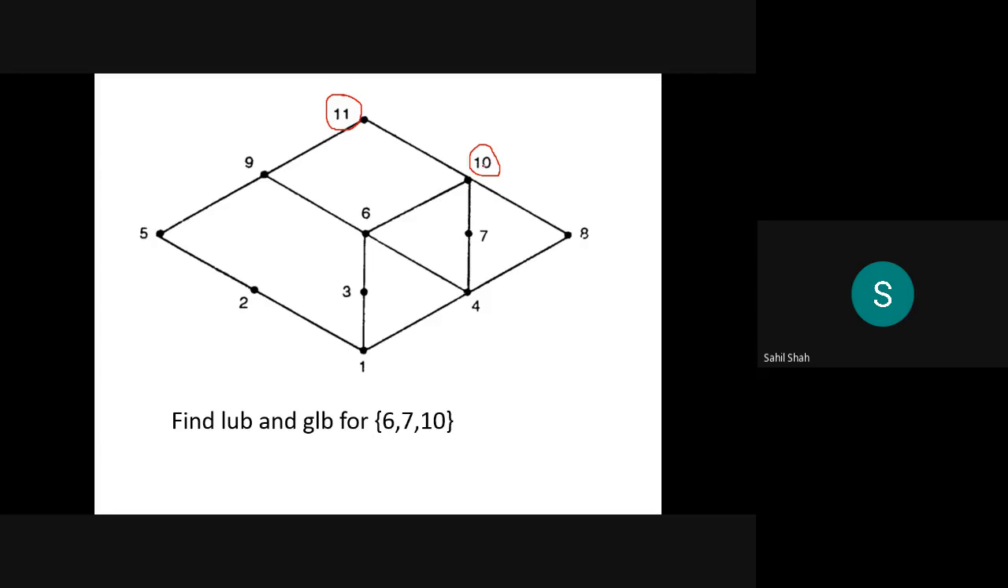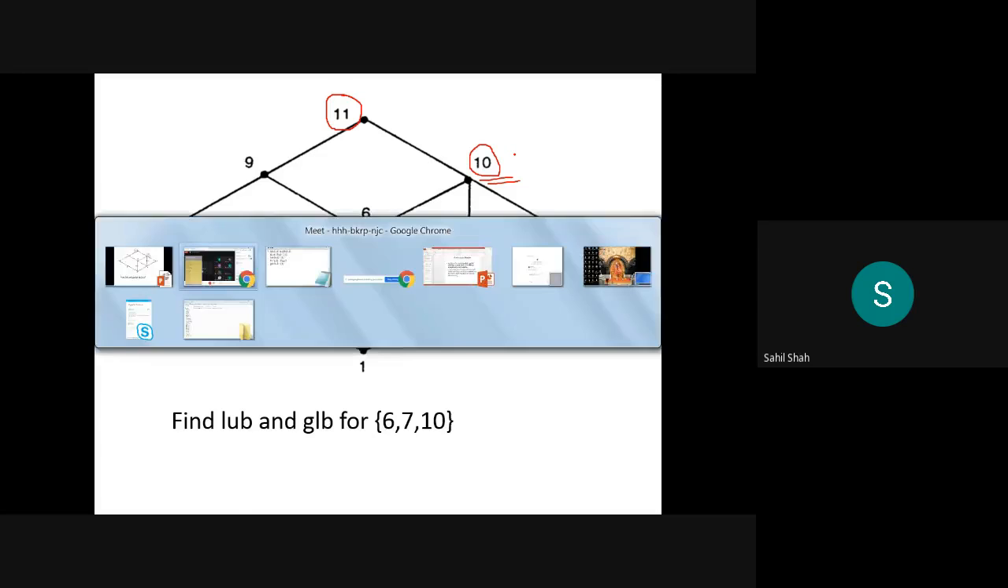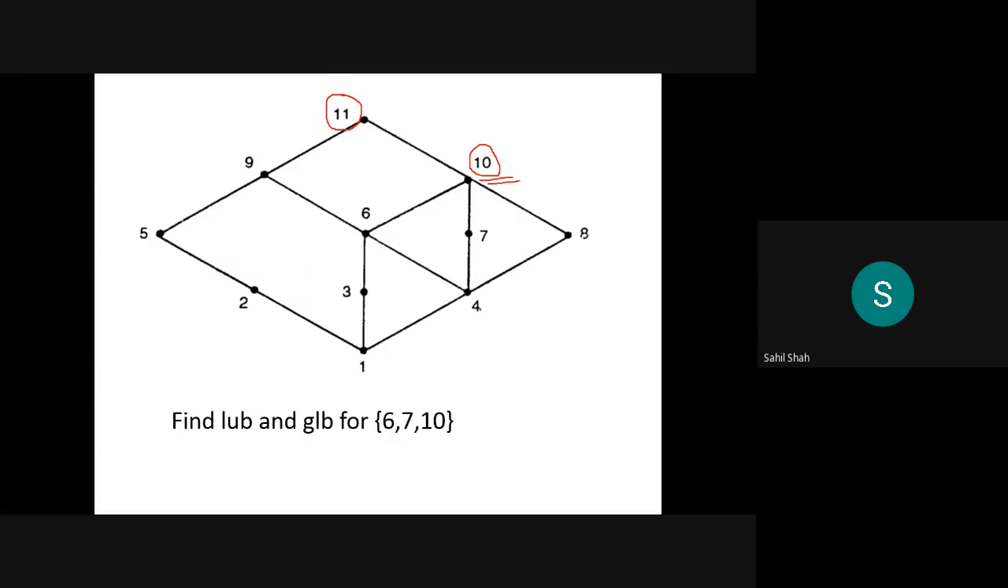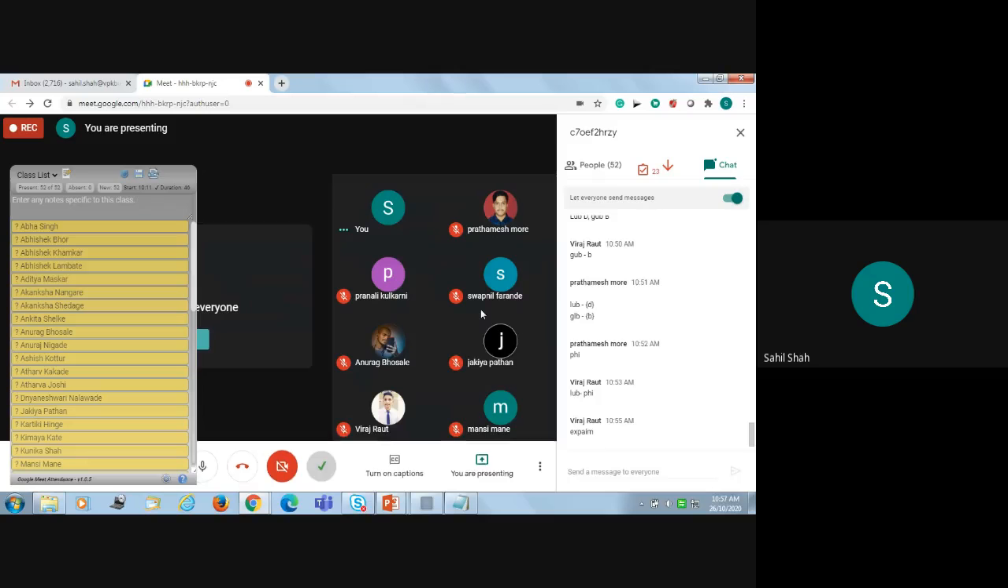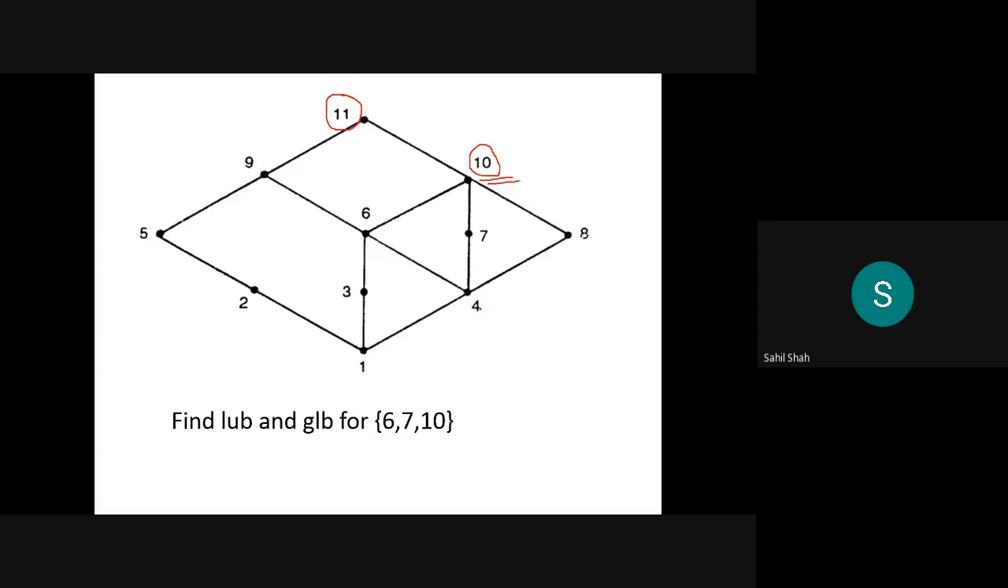So out of these 11 and 10, which one is least? 10 is the least upper bound. So you will have 10 as the least upper bound of 6, 7, 10. Is it clear or still confusion? You are always thinking about the less than relation, but the relation is less than or equal to. So you may have equal to as well, and you have to consider that in every aspect while taking out these hierarchies. An element is an upper bound as well as a lower bound of itself.